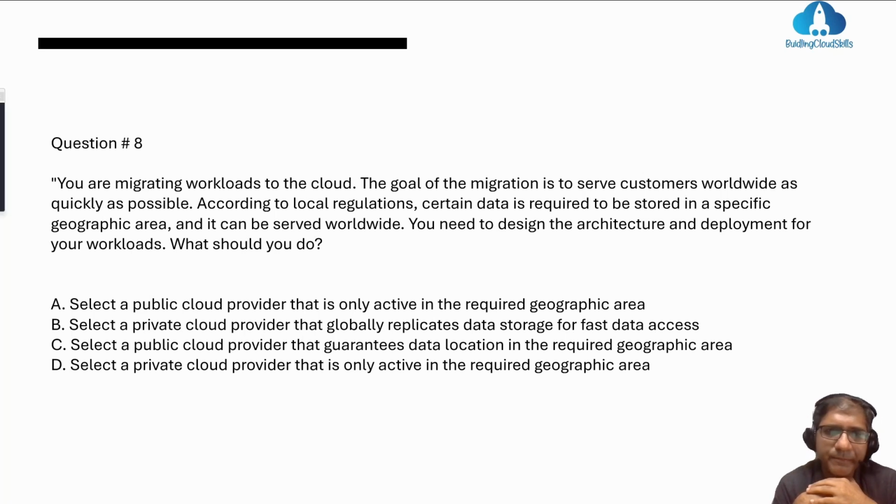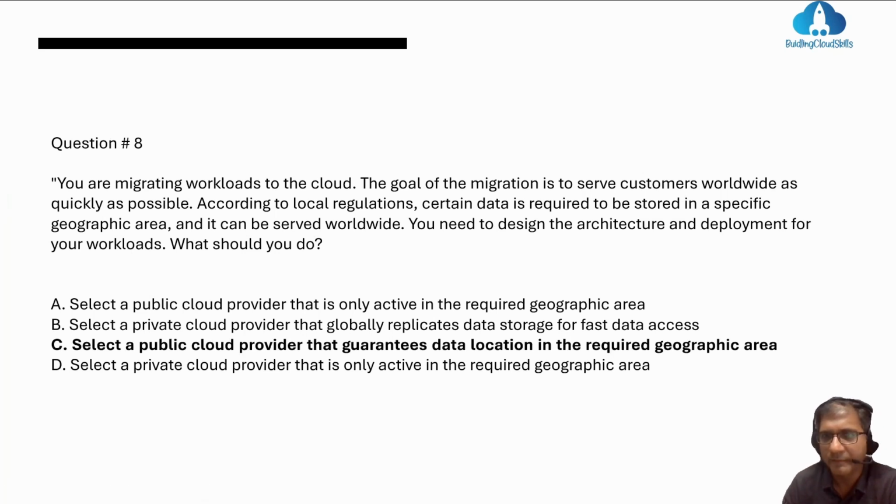This is relatively simple. Your option B replicates data across the globe, so that's out of the question. You don't want to replicate that. It has to be in one geographic location. You're left with A, C, and D, three options. But option C is the only one that guarantees data location. The other two just say that the cloud provider is active at the location you're looking for. That's how your C wins over the other ones. You need guarantees that your data is going to be where you are storing it.